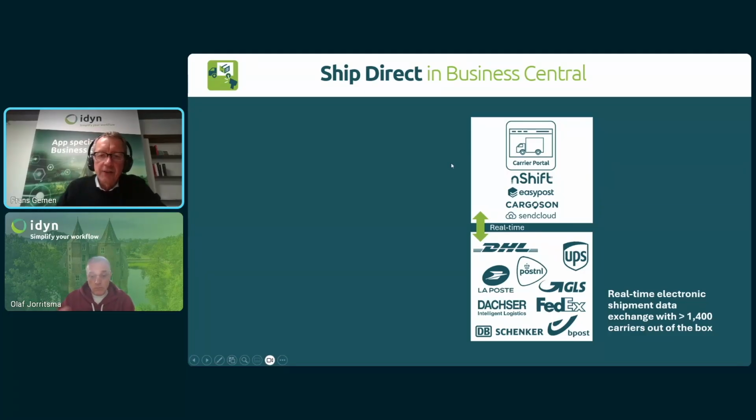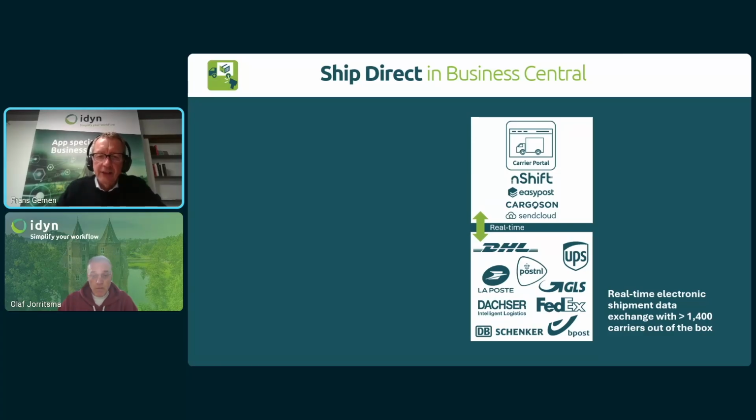EasyPost, a US-based company, has quite a lot of carriers available in the US and Canada. Cargason from Eastern Europe has carriers available in the eastern part of Europe, but also the western part of Europe and also the US. That's relatively new. We started their collaboration with ShipIT early this year. And we have also SendCloud available, mainly for e-commerce companies. SendCloud, a smaller one from the Netherlands, with quite a lot of parcel carriers available.